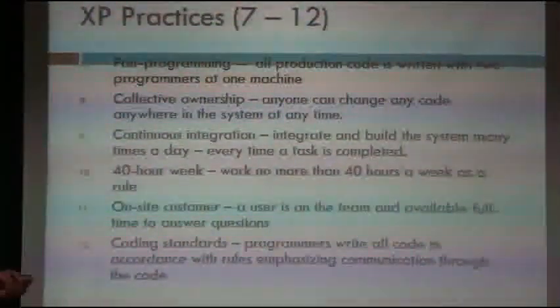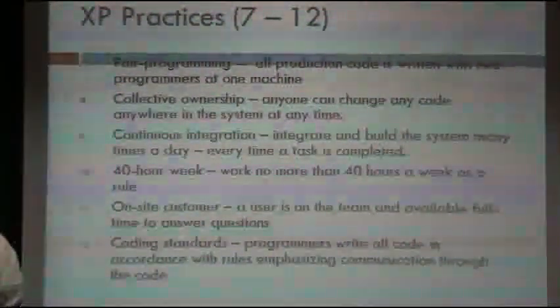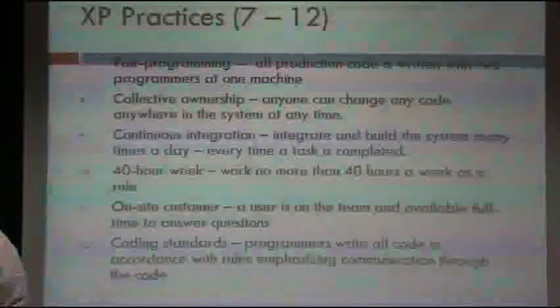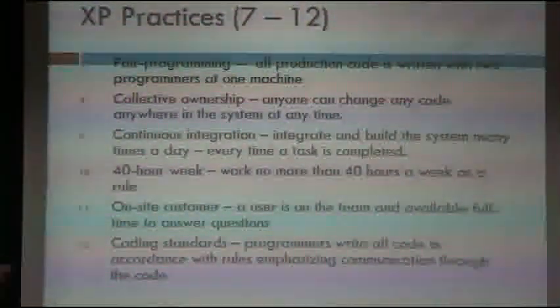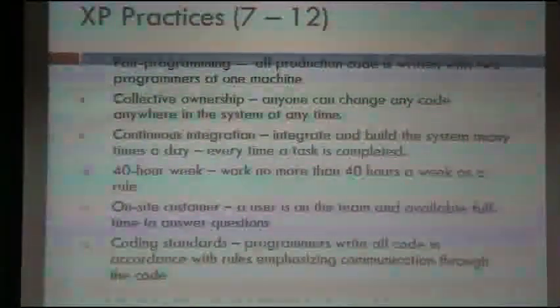In pair programming, all the production code is written with two programmers on one machine. For the same problem, more than one person can find solutions, and they work in parallel. Whichever is more efficient can be taken, as in collective ownership.